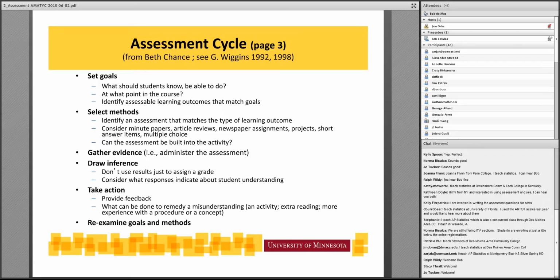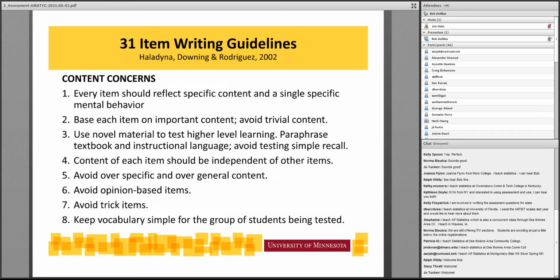Perhaps the next semester, perhaps you learn something from one assessment that helps you build a new assessment. All right, moving on. The next thing I'm going to present, and this is going to be the last part of this intro part on kind of best practices, comes from 31 item writing guidelines that Haladyna, Downing, and Rodriguez presented in a 2002 article.